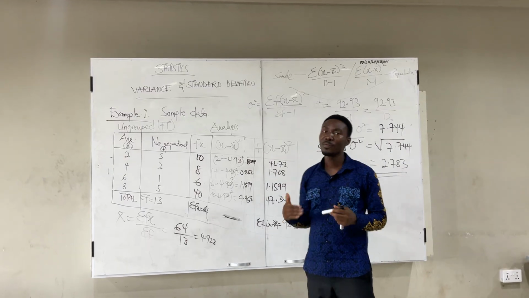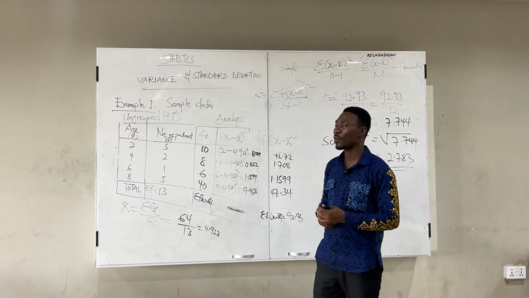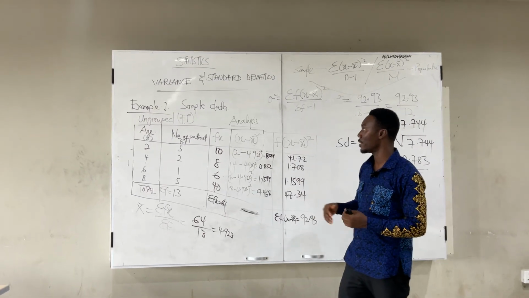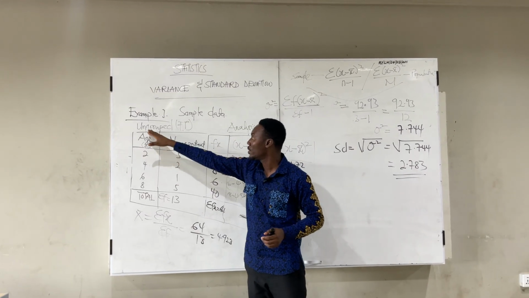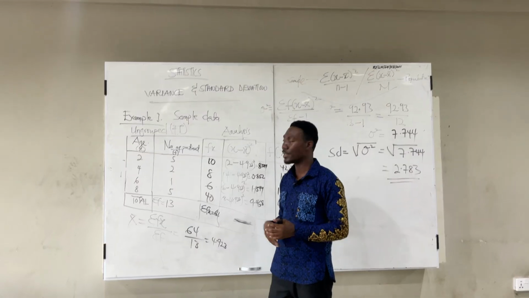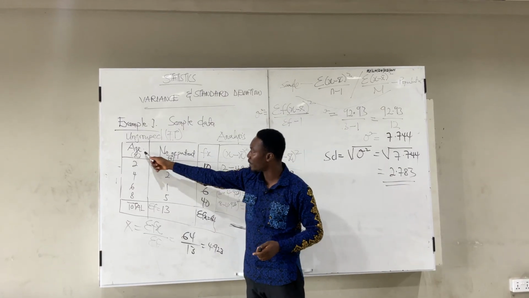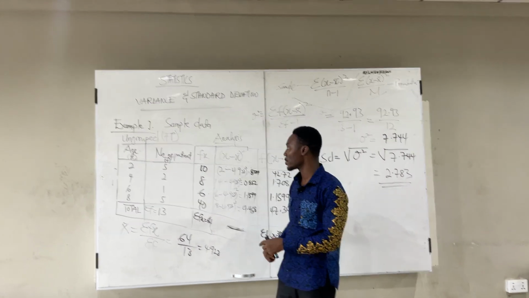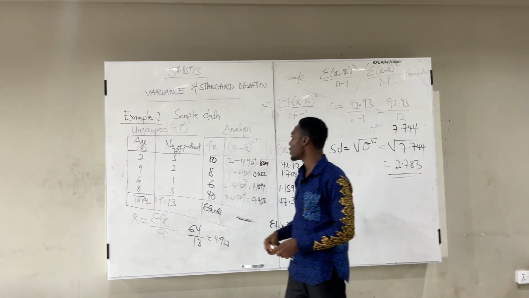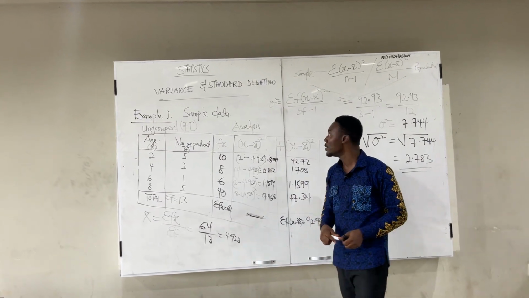So let's go over everything again. Here we are looking at how to calculate variance and standard deviation in a frequency distribution table. This example is an ungrouped frequency table. How do you know it's ungrouped? You check the variable column. The variable column is not in limits or intervals. So this is an ungrouped frequency table.